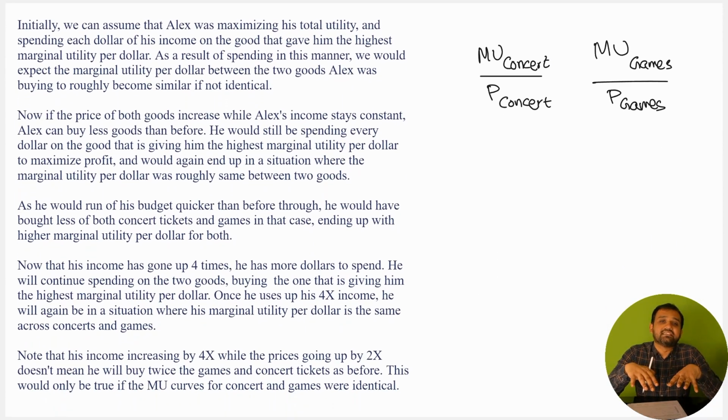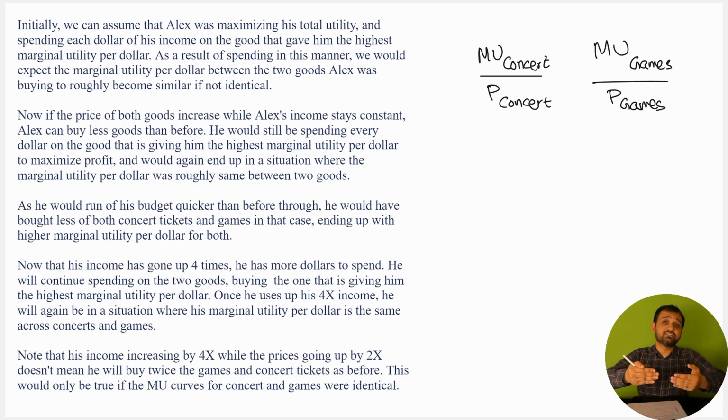A key thing to remember is it doesn't matter what the price of the goods are, doesn't matter what the amount of income is. Whenever people are spending money, they're spending their budget based on what is giving them the highest marginal utility per dollar. So if you have 2 goods, you pick the good that's giving you the highest marginal utility for every single dollar you spend. But if you keep buying that good, what will happen is your marginal utility from buying it will fall. This is because of the law of diminishing marginal utility.